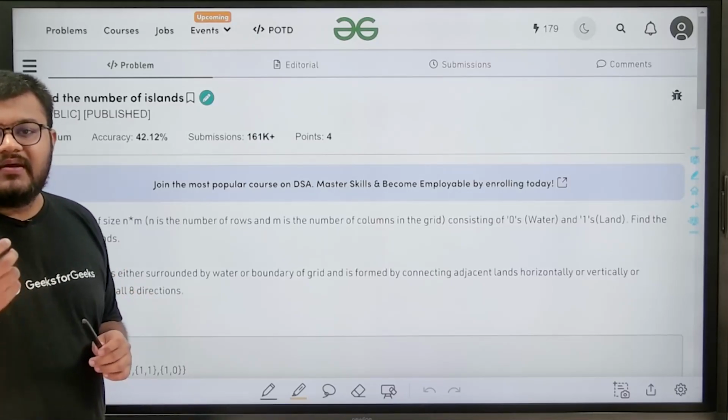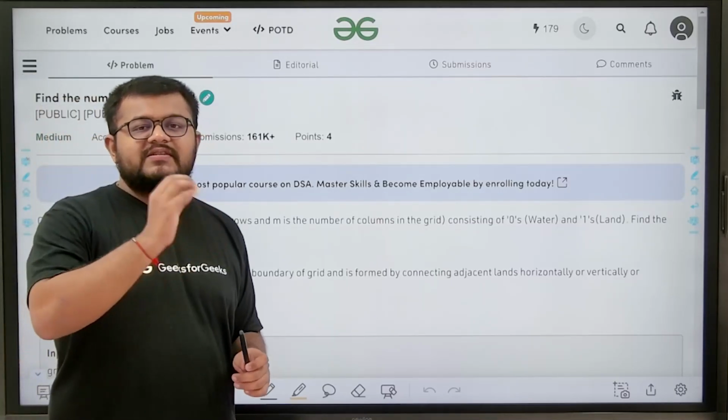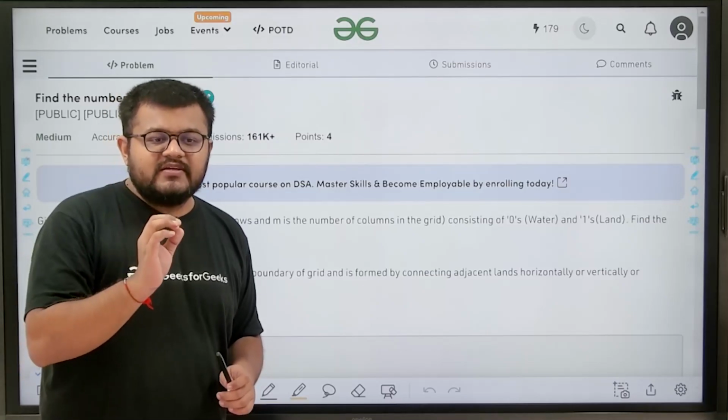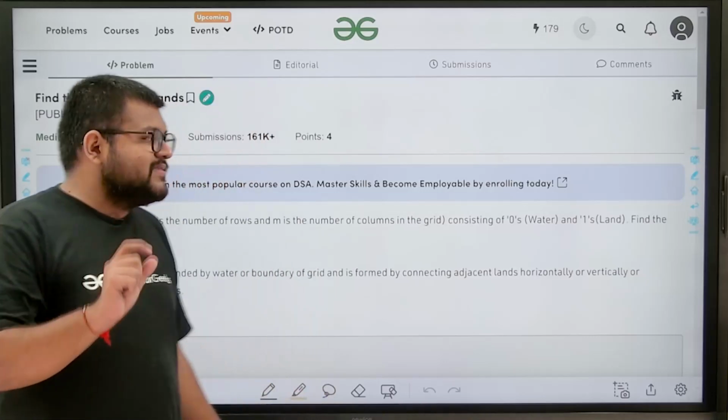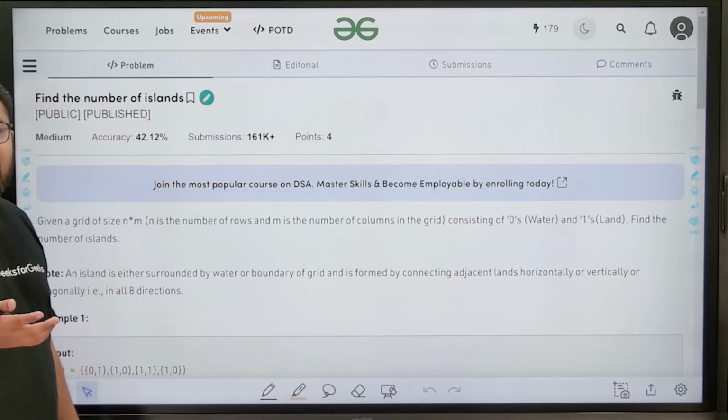So basically we are given a 2D grid and the value of each cell is either 0 or 1. Whenever there is 0, we consider it as water, and whenever there is 1, we consider that cell as land. So we need to find how many islands are present.